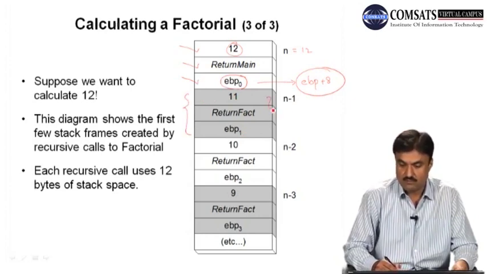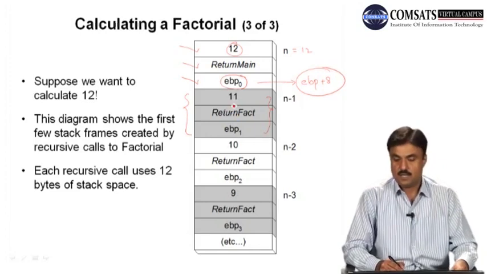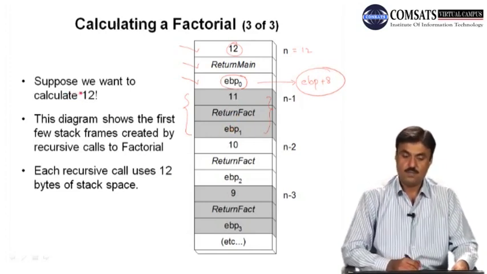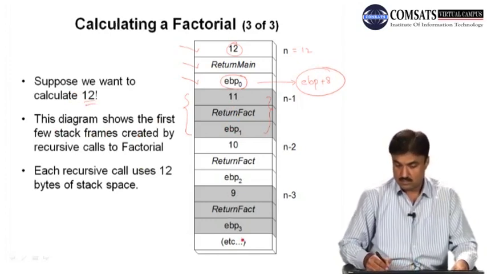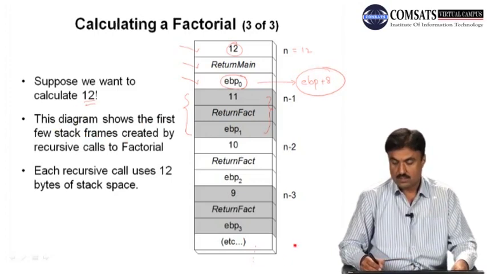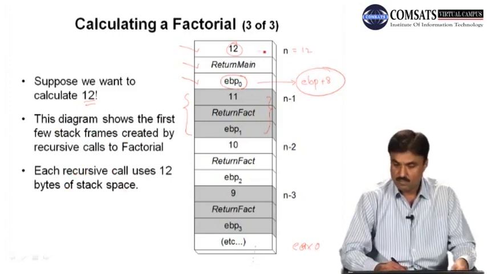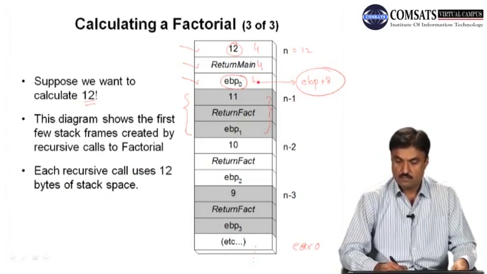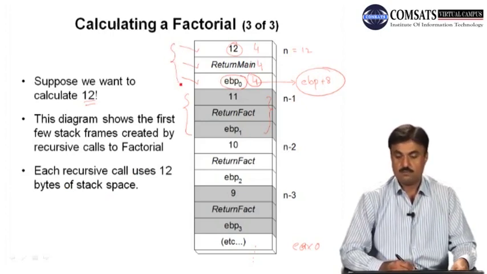Inside the main program, all these three parameters will be saved again because we explicitly push the decremented EAX value and so on. So we want to calculate the factorial of 12. The diagram shows the first few stack frames. This stack grows until we reach EAX equal to 0. Each recursive call uses 12 bytes of stack space, 4 bytes, and these 4 bytes. These 12 bytes are used in each recursive call.